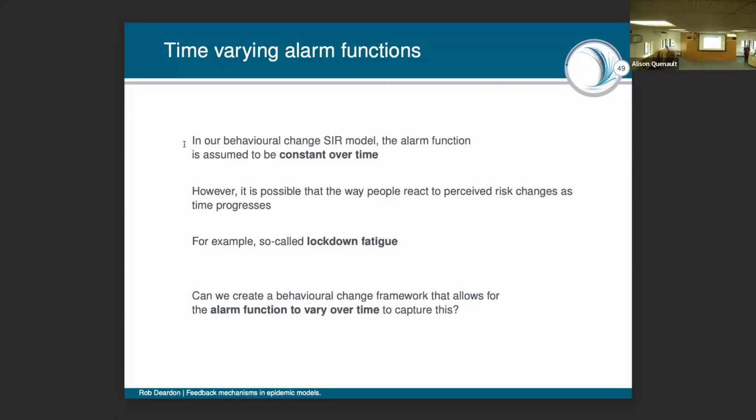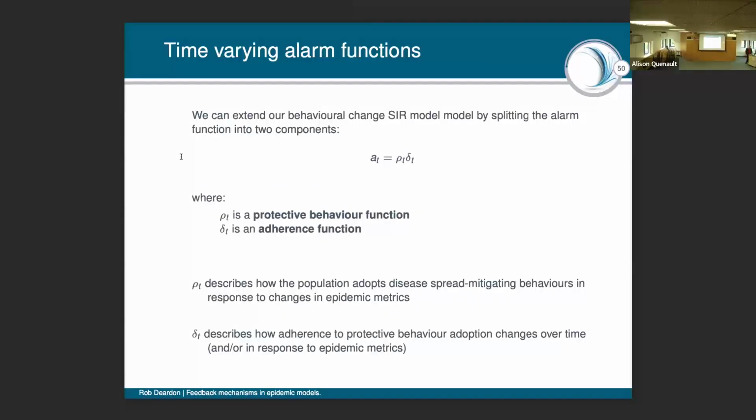And what we've seen so far, the alarm function's constant over time, but the way people perceive risk may change as time progresses. So we started thinking about how we could do this. And then Madeline, who's my PhD student, thought about expressing the alarm function this way. And I believe this was actually based on a previous paper. So I should have a reference here, but I don't actually know what the paper was. This would have been a math bio paper where they basically broke the alarm function into two components.